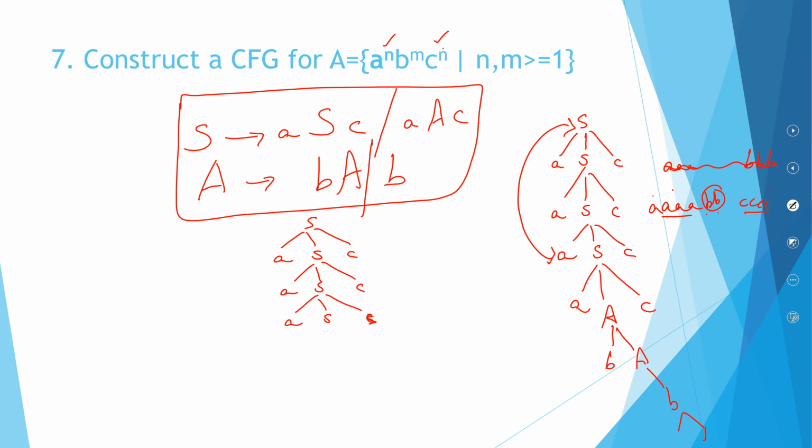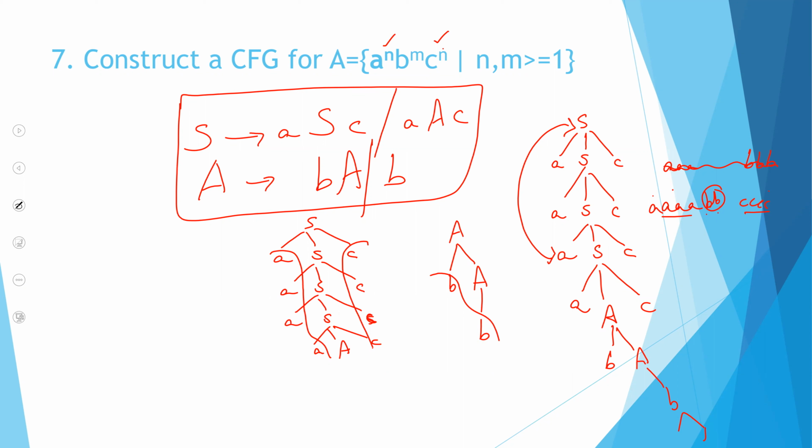Okay, 3 A's, 3 C's done. Now I just need one more A and C, and then I should go to my B family. So the moment I want to go there, I write A, C. A will be nothing but, I'll just continue writing A over here. So A will be nothing but B, A, because I want 2 B's. So I'll get 4 A's, 2 B's, and then my 4 C's.